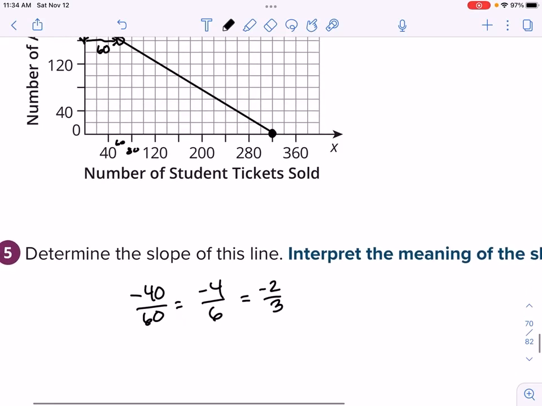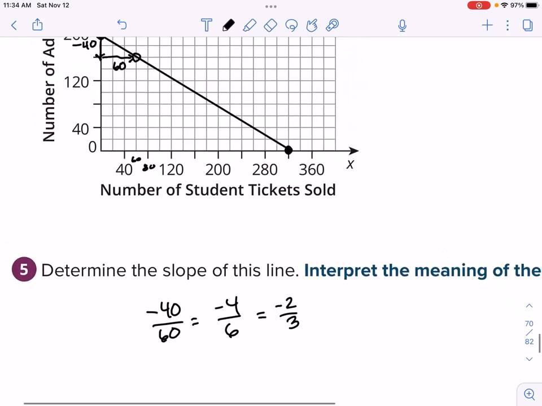So this would represent the fact that the number of adult tickets sold decreases 2 for every 3 student tickets sold. Since we have y represented as adults, if you look at the y-axis, it says adults over students. So the number of adult tickets decreases 2 for every 3 students. What that means is, you could think of it like 2 parents for every 3 kids going to this event.